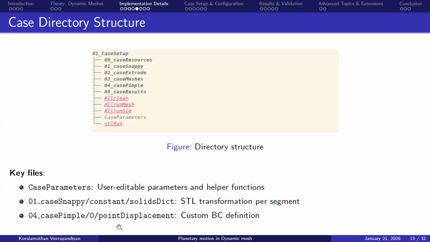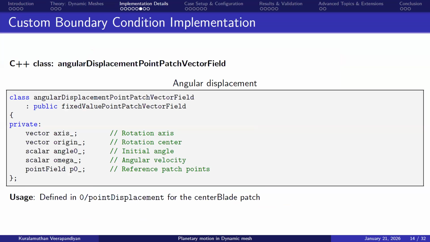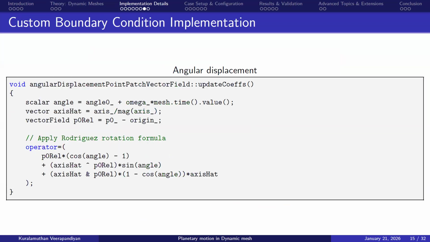I have explained this, so I'll go to the next one. So angular displacement is a custom boundary condition we apply to the central blade. It takes in inputs like axis, origin, angle, omega, and point fields. So we have to define the number of points and the angle to which it is rotating. When we run the simulation, this angular displacement source code class will take care of the mesh displacement that is being imparted to the central blade.